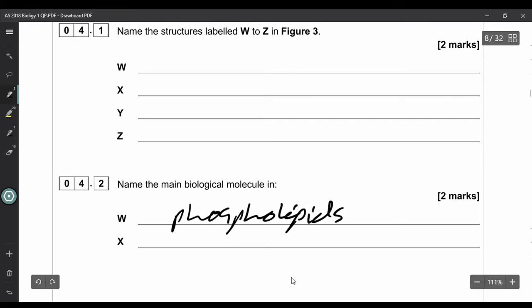Now this next bit caught some students out. Remember, it's a prokaryotic cell. So what we're asked is, what's the main molecule in the cell wall? Now a lot of students put cellulose, but that's not true for a prokaryotic cell. So the correct answer for a prokaryotic cell is urea, or you could have had glycoproteins.